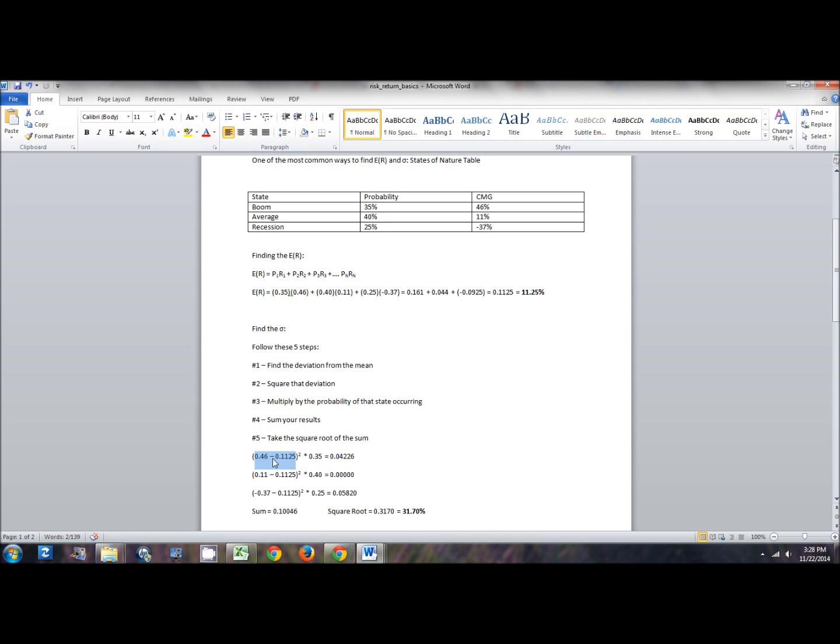Okay, so that's the first step. What is the second step? Square that deviation. That's this guy right here. All you do is square that deviation. What's the third step? Multiply by the probability of that state occurring. That's this guy right here. Take all these together and you get this number right here, 0.04226. You definitely want to make sure that you go out to like 4 or 5 decimals on your calculator because your numbers can get really small here, and if you only go out to 2 decimals, you can lose quite a bit to rounding.